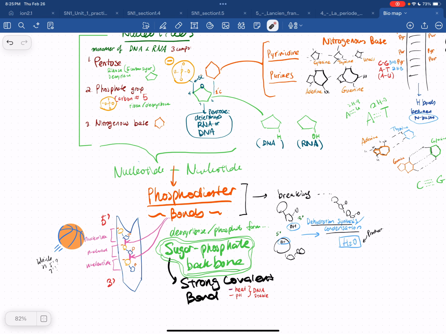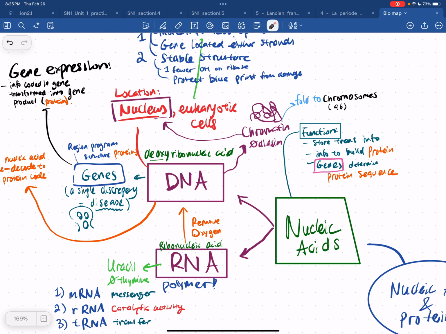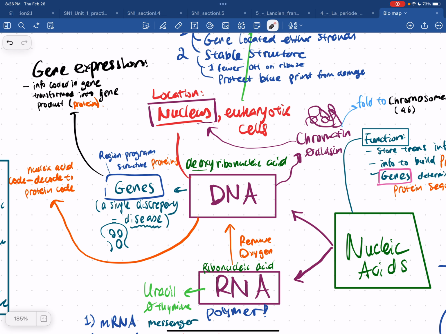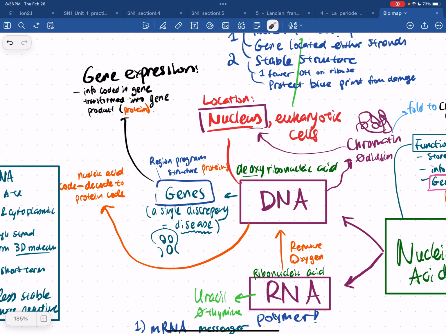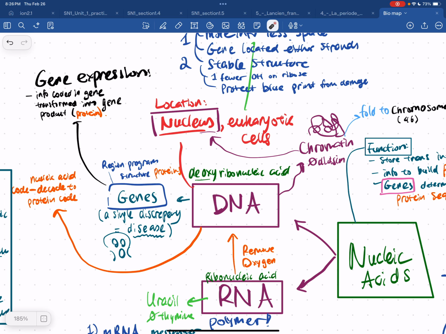So deoxyribose are called the deoxyribonucleotides. There's a gene that is specific. Yeah, it's over here. Nucleotides, DNA, RNA. There are genes. A discrepancy in a gene can cause a lot of damage. It can cause diseases and stuff. And there are chemicals written in the nucleic acid code that must be decoded into proteins. So gene expression: what's coded in the gene is transmitted. Whatever is in the gene will be transformed into the product, because RNA is going to be turned into a protein, right?